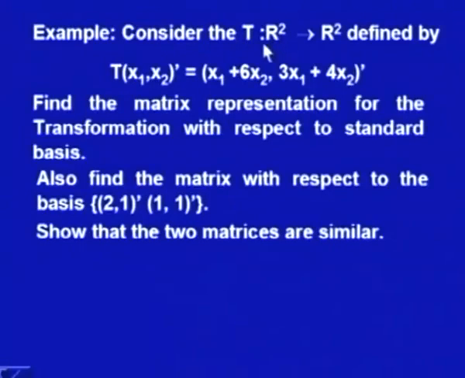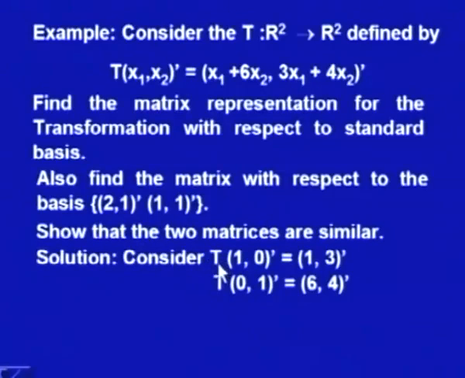Now we consider an example in which T is a transformation from R2 to R2 defined by this transformation. We have to find the matrix representation for the transformation with respect to the standard basis, and then we will also find the matrix with respect to the basis (2, minus 1) and (1, 1), and we will show that the two matrices are similar. This will illustrate what we have discussed just now in a diagrammatical representation.